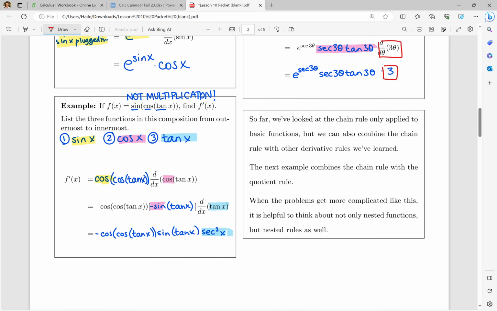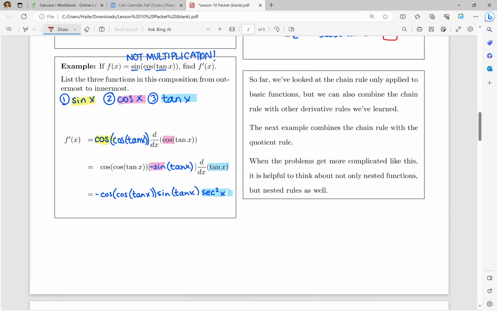Okay, so far in these first 3 examples, we've looked at the chain rule 3 different ways, but it's only been applied to basic functions. So those are those functions in that big table in lesson 7. But now what we want to do is think about other rules we've learned, so maybe more complex power rules, product rule, quotient rule, and we want to combine that with the chain rule. So that's what we're going to do in the next example. We're going to combine the chain rule with the quotient rule.